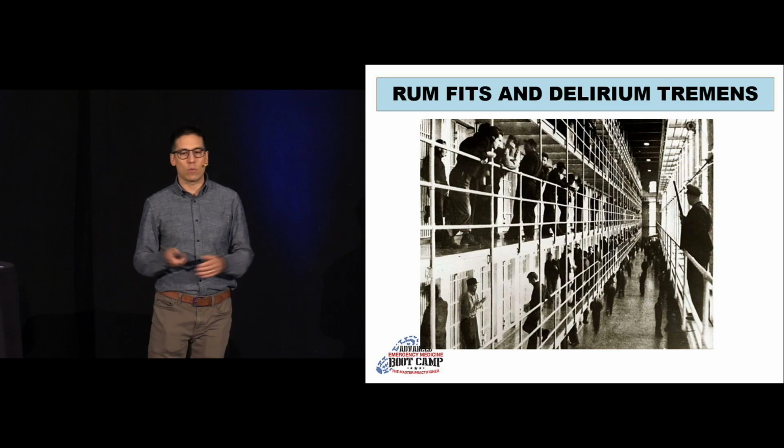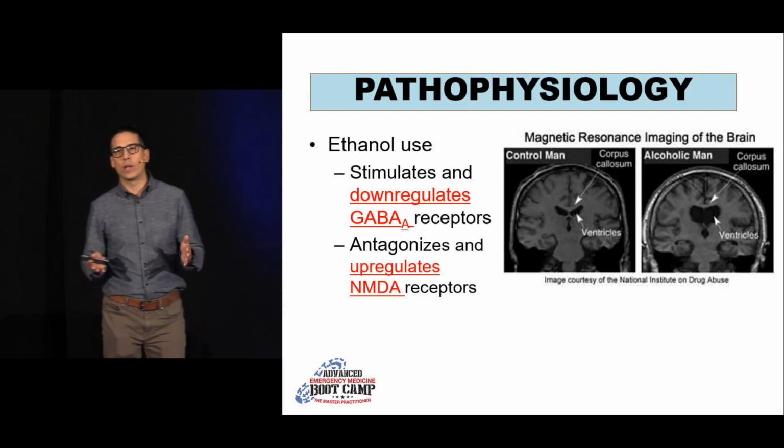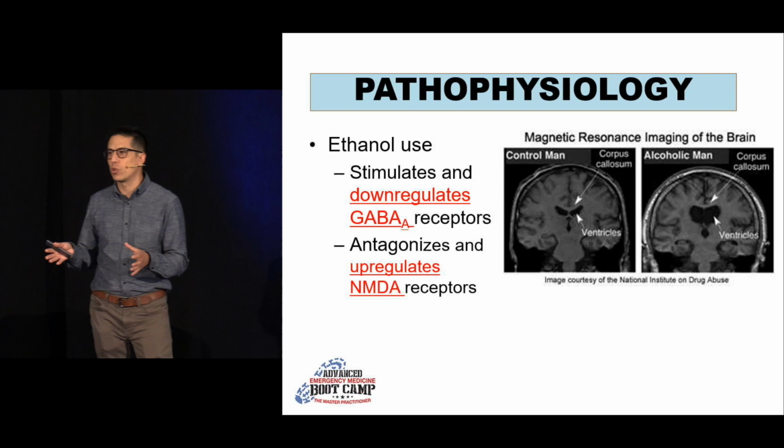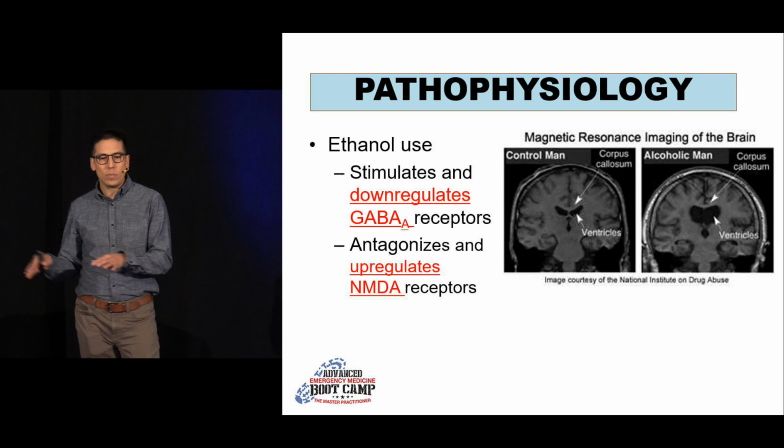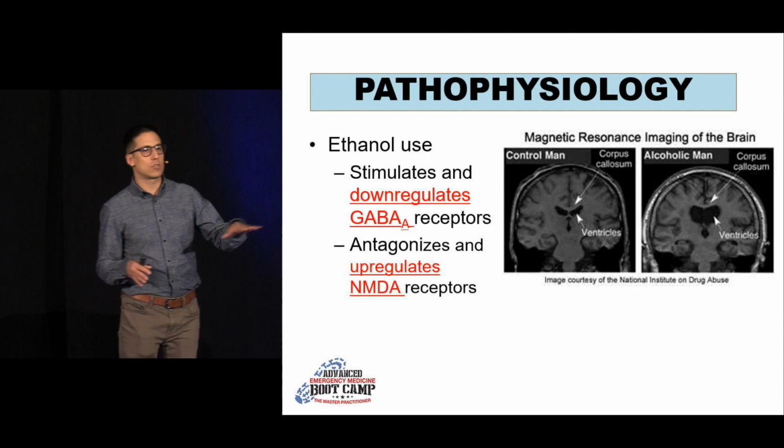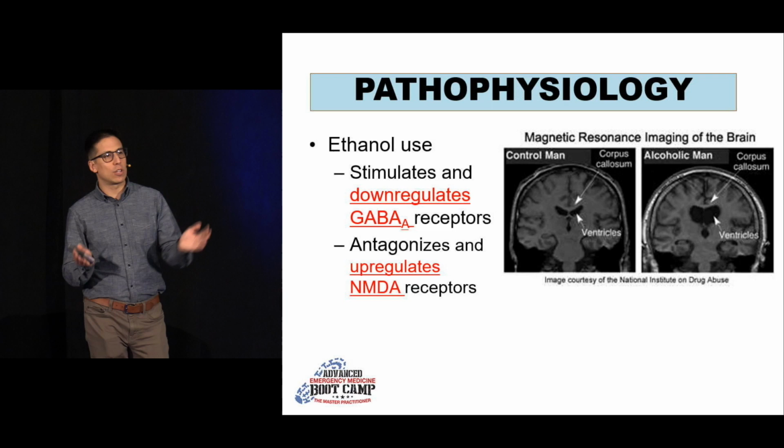What's the pathophysiology? I think everybody knows at least the first part of this, right? So ethanol use stimulates GABA-A receptors. So GABA-A is a pentameric chloride channel. It's an inhibitory channel. And the more you beat it up with alcohol, the more it downregulates, right? Same thing, it antagonizes NMDA receptors. So it does the same thing that ketamine does, or dextromethorphan does, or PCP does. And so they get antagonized, and therefore the body upregulates them, right?